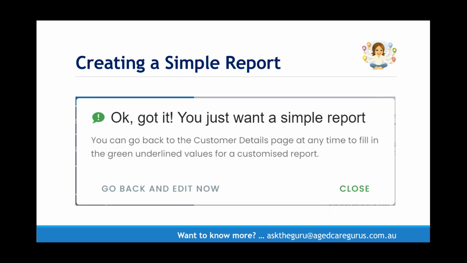Whichever way you do it, whether you click next or whether you jump straight to that particular page, you'll get this pop-up that says, okay, you just want a simple report, and you'll just need to click close so that you know that that's what the software is going to produce. If you get that pop-up and you're not expecting it, i.e. you think you're in a customized report, then you can click on go back and edit, and it will take you back to the information that it's missing.